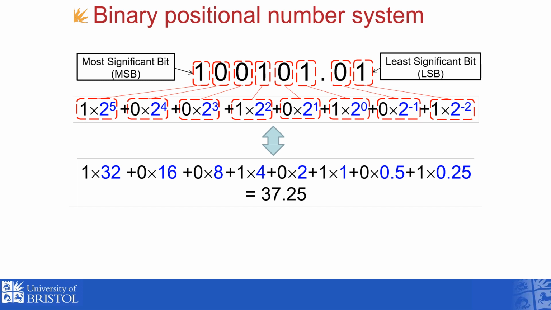Regarding now the fractional part, let's start this time from the least significant bit. Since this is position -2, this means that you multiply the number over here with 2 to the power of -2, which is 0.25, and then you add the other number times 2 to the power of -1. In other words, you multiply by 0.5. And then if you add up everything together, you end up with the decimal representation of this binary number over here, which is 37.25.